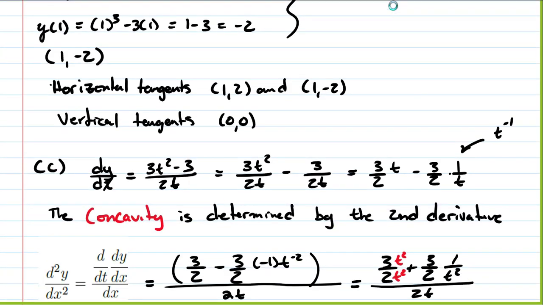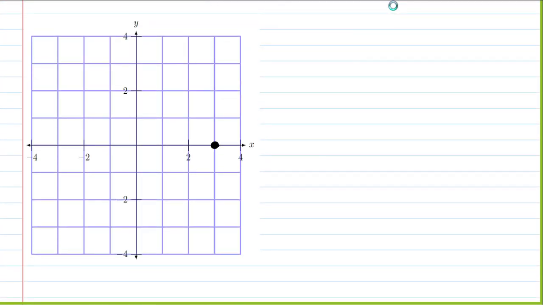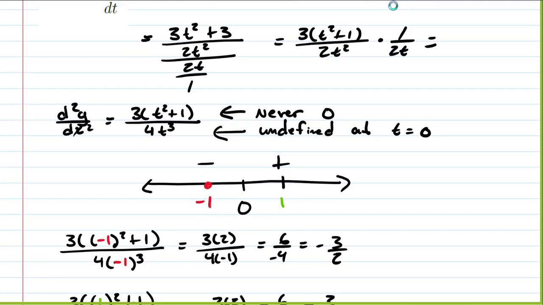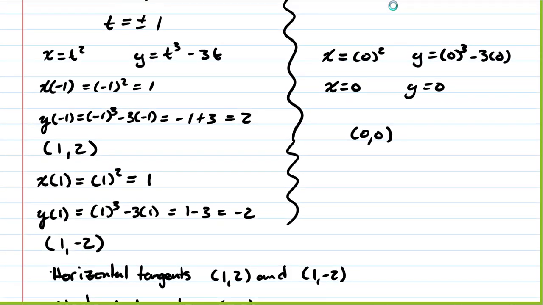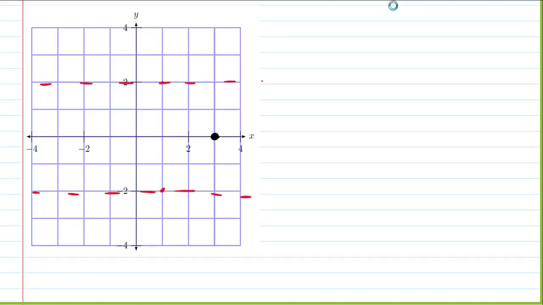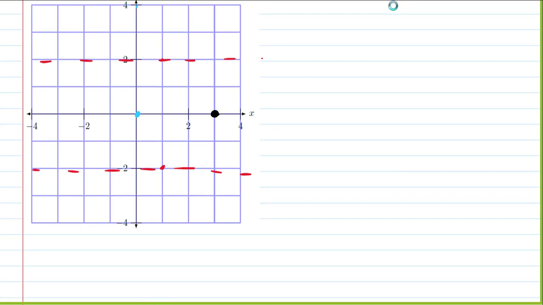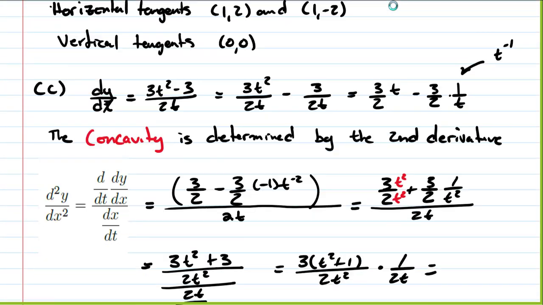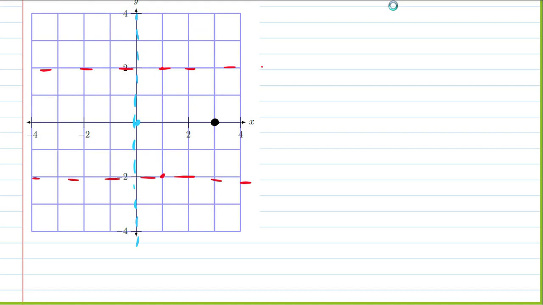So our horizontal tangents occur at 1, 2, and 1, negative 2. So 1, 2, and 1, negative 2. Our graph is going to have horizontal tangent lines. At the point 0, 0, we are going to have a vertical tangent line. We know our graph is going to go through that point twice, once with a slope of positive square root of 3 and once with a slope of negative square root of 3.